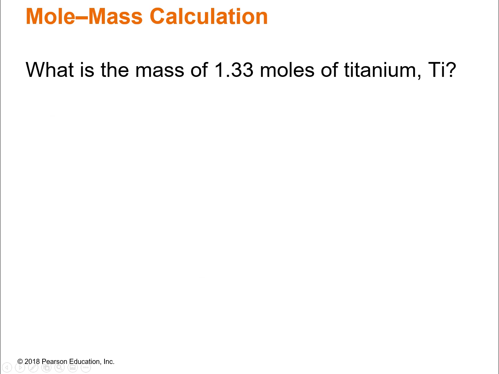So we can use molar mass to go from moles to mass. If we can calculate the molar mass, which we always can if we know the formula for the compound, then we can figure out how much of it we have. So here's an example. What is the mass of 1.33 moles of titanium? So we've got moles, and we need to go to mass. For this type of problem, you're always going to use molar mass.